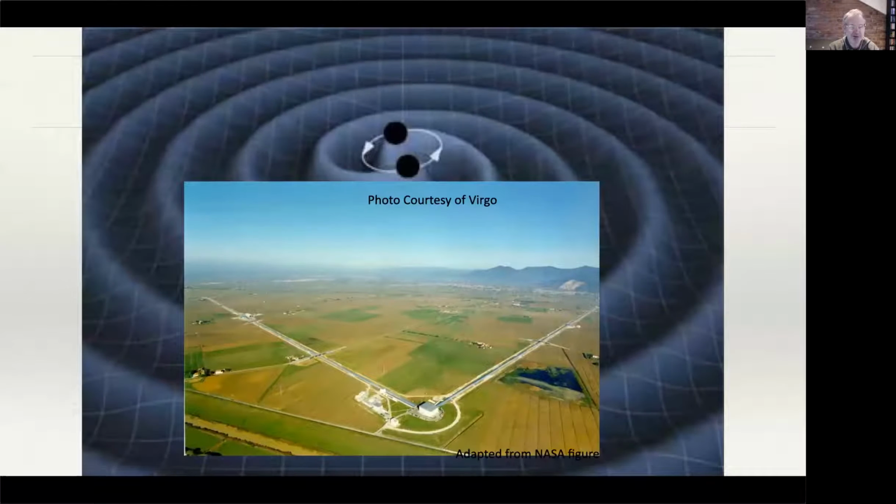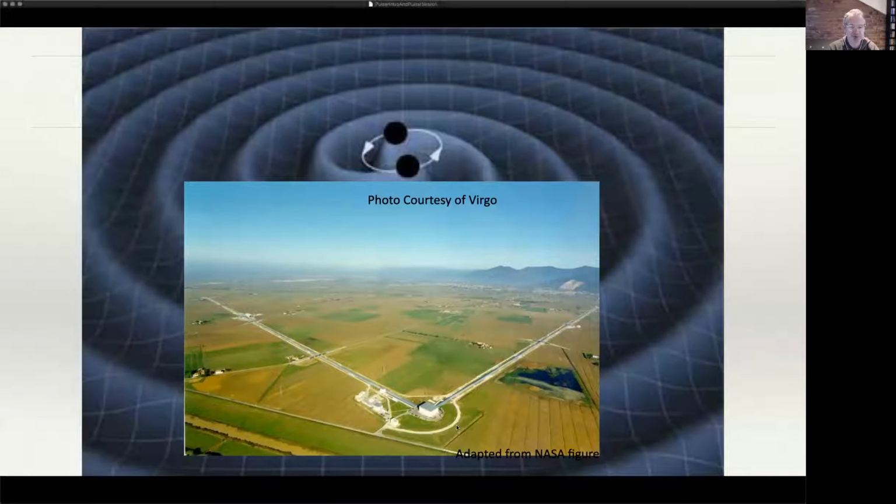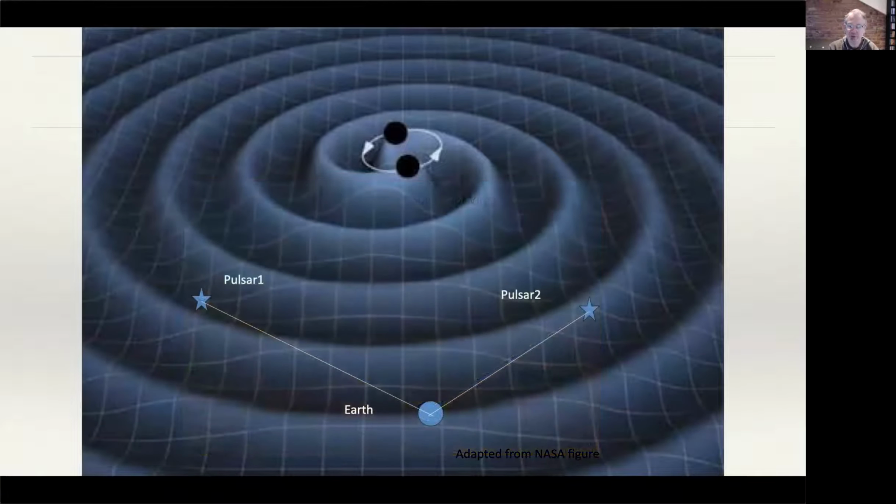You can compare this to, say, the Virgo gravitational wave detector on Earth, where these are the arms of the detector, and they fire laser beams up and down these evacuated tubes. But in our case, we use the radio waves from the pulsar to make our gravitational wave detector.